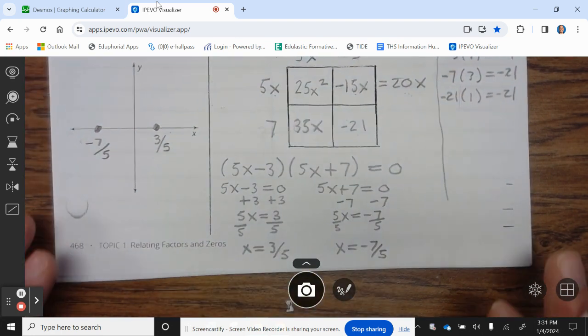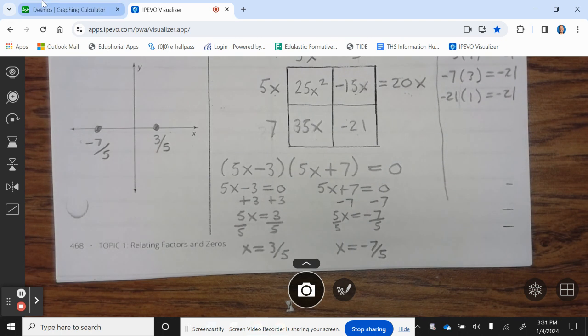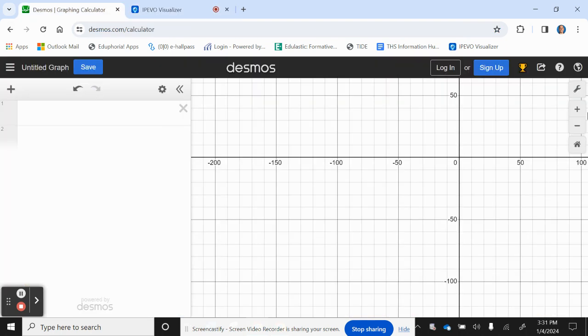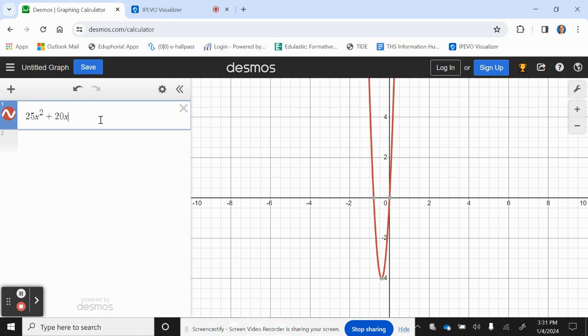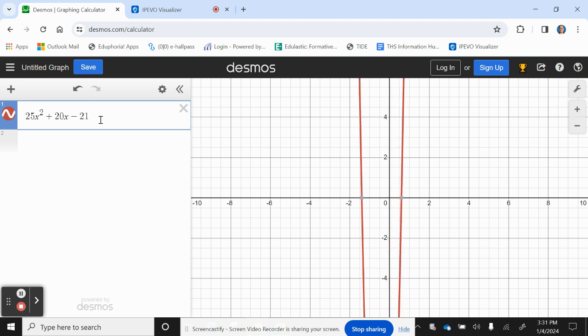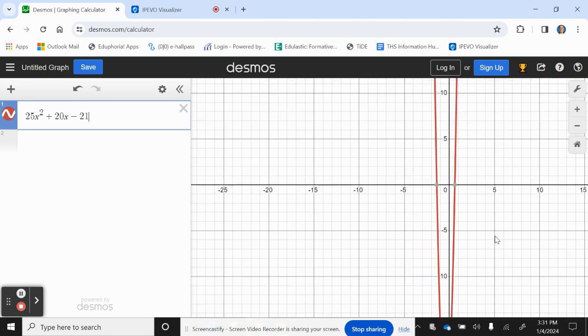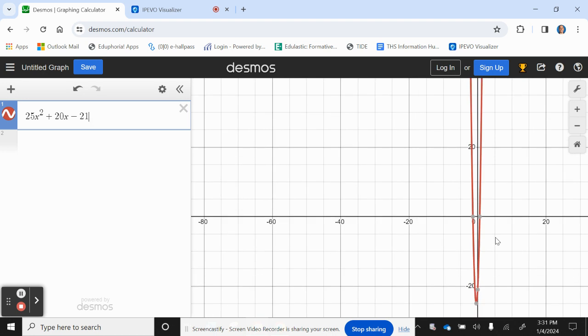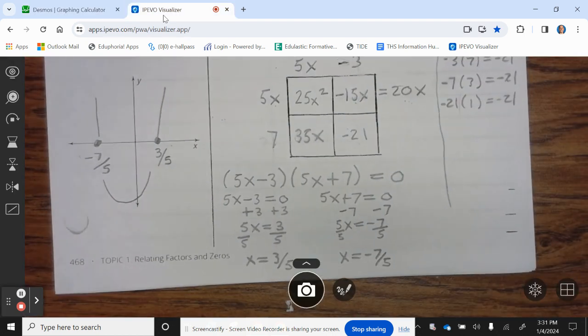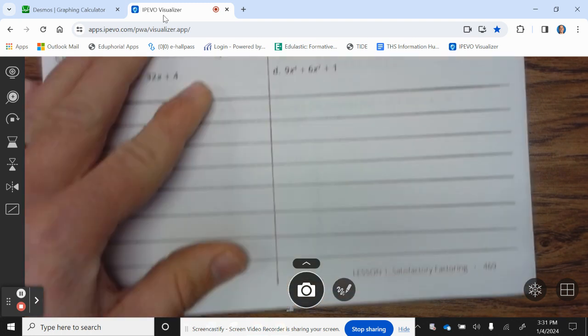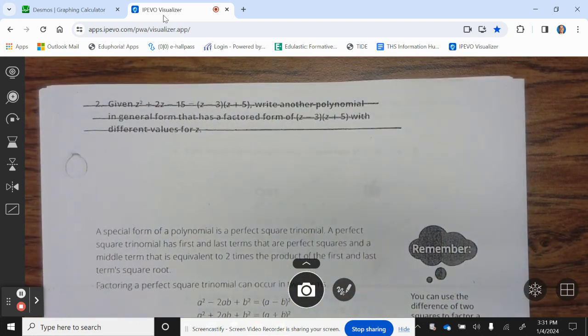All right, and then let's go ahead and graph the equation in decimals to find our curve. All right, go ahead and finish that up. All right, let's take a look at the next page. All right, go ahead and mark that out.